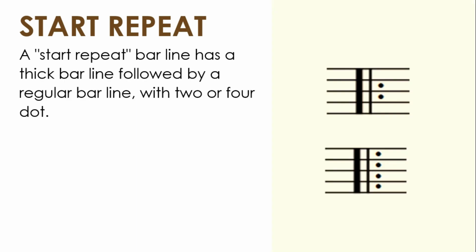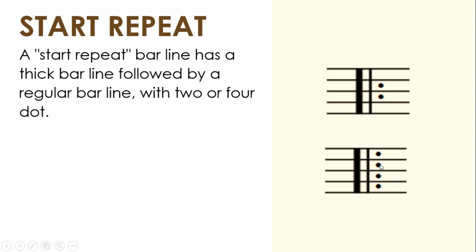The start repeat. A start repeat bar line has a thick bar line followed by a regular bar line with 2 or 4 dots. So you can see it starts with a thick bar line followed by a regular bar line followed by 2 dots. You either use this one, a thick bar line followed by a regular bar line, or you put 4 dots.